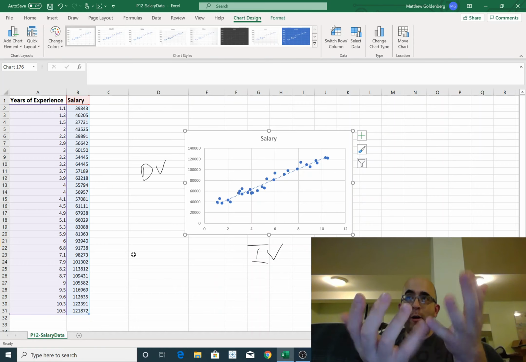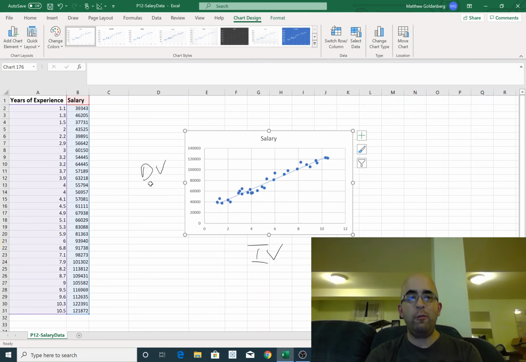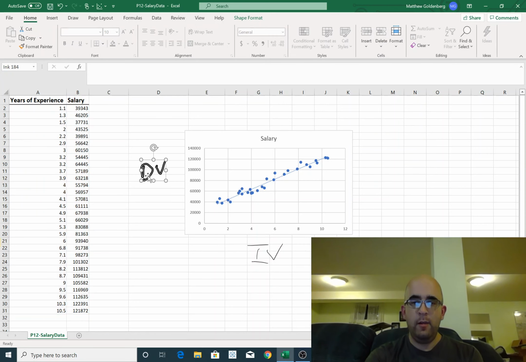And now I know I can. I know this is a linear relationship and that linear regression might be a particularly valuable data analysis that I can apply to this data to really help me predict what I should be paying people based on their years of experience in my company. So let's run that regression now so we can see how to do it. I'm going to delete.